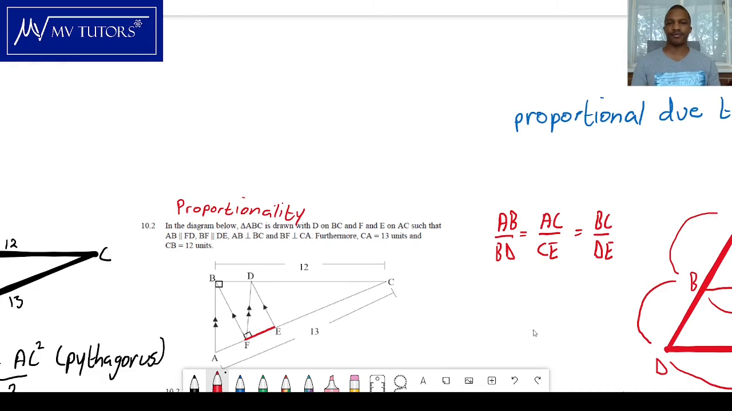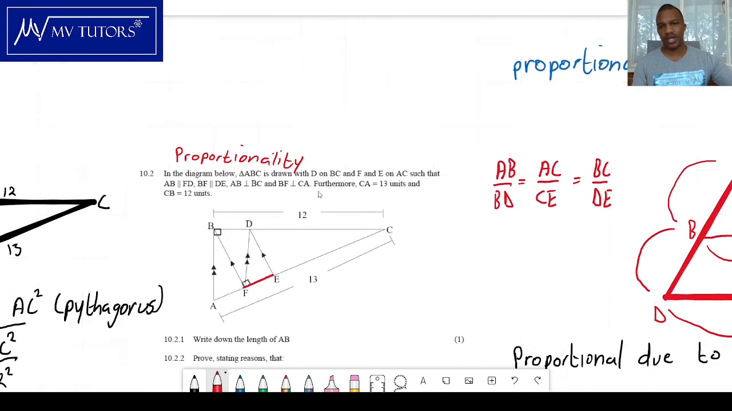Okay, so now we are looking at question 10.2.5. That's the last question. They want the value of FE. So here we need to look at the triangles again. Let's look at two proportional triangles. So let's DF BA. Let's start with the big triangle.